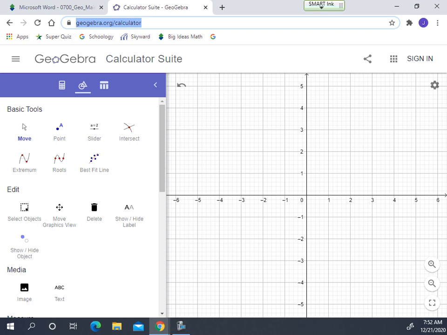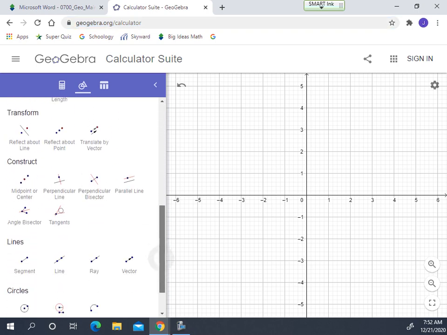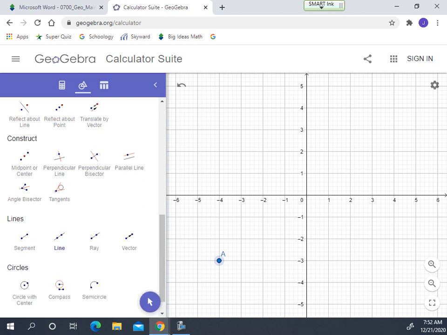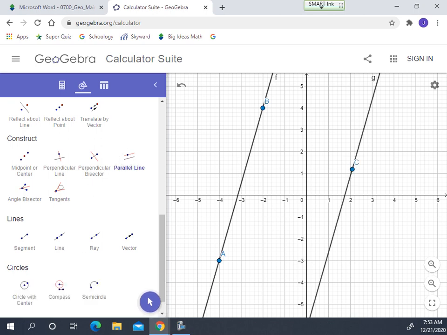I'm going to construct, I'm going to go in here, I'm going to make a line. Yep, a line. I know I've been doing segments a lot, but I find this one easier to do with a line. Okay? So there is my line. I'm going to make a parallel line to this line, right? Because opposite sides are parallel.